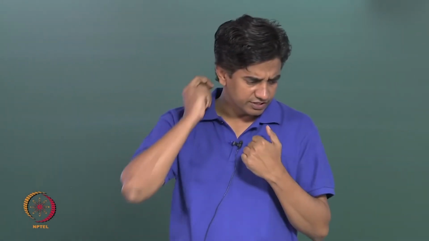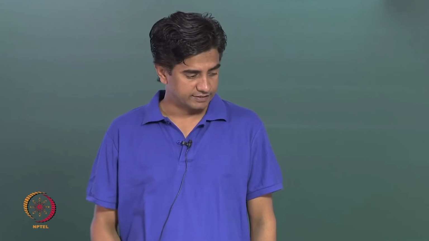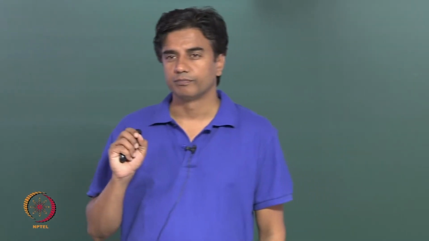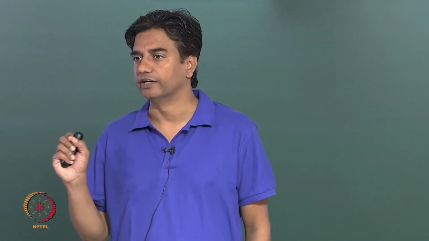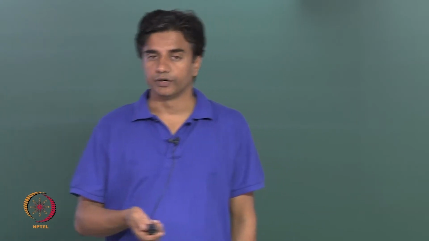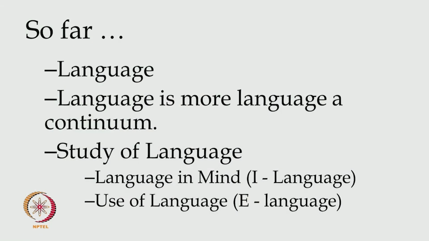Then we also started talking about two different aspects of language study, that is, the two different approaches through which language is studied. One is language purely as a phenomenon of the human mind, and the other is the use of language in the actual world, in real societies. These are two different ways of looking at language. We started looking at some of them, and we will go into more details along these two lines, where we will be focusing largely on language as a phenomenon of the human mind, which is I-language.